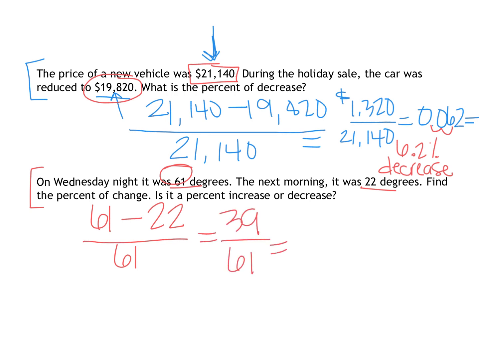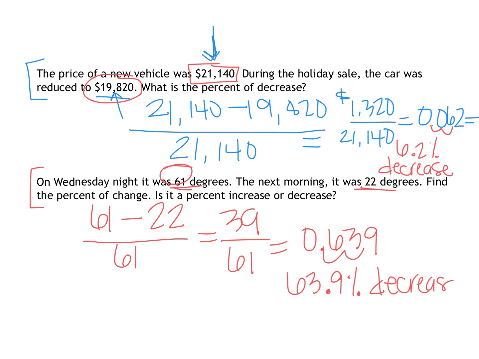So I'm going to do 39 divided by 61. Remember, order matters when we're dividing. And I get 0.639. So then that's going to end up being 63.9%. We could probably round that to 64%. And remember, we're going from 61 to 22. So it is a decrease because it went down.